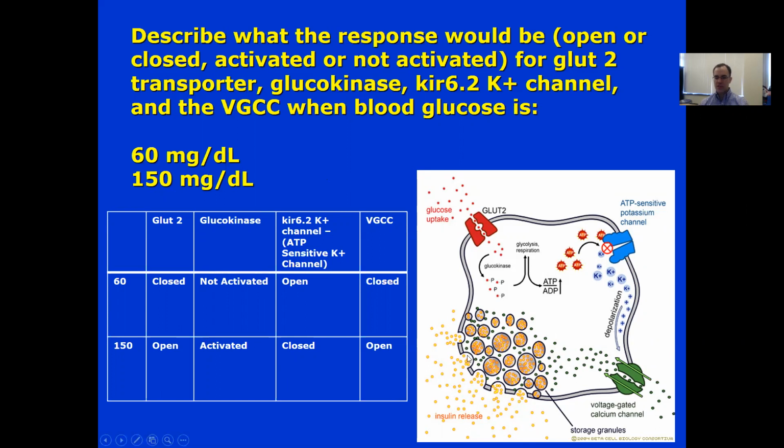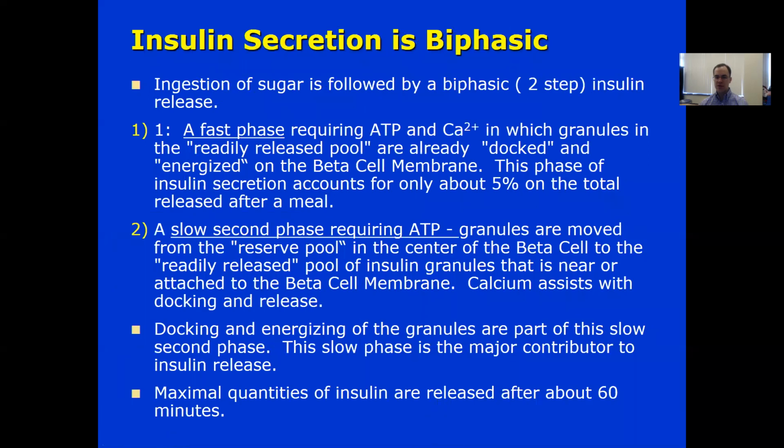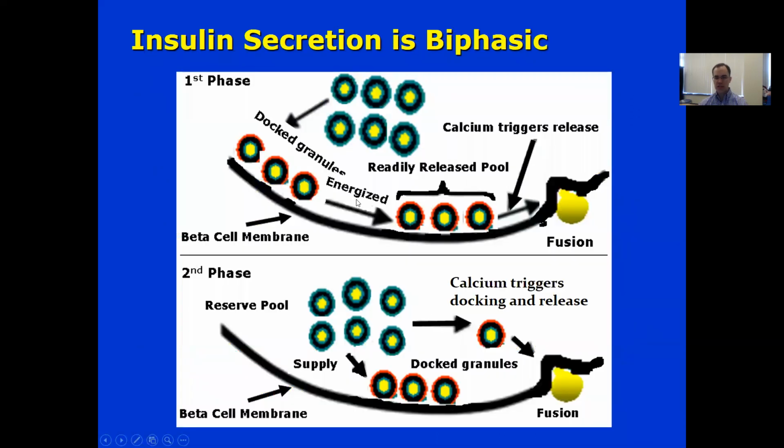Now, we talked about the release of insulin. Well, there are actually two phases of insulin release that we should talk about. We have a fast phase, phase 1, that's going to require ATP and calcium, in which granules in the readily released pool right by the cell membrane, the docked pool, are released. So think about it here. This is right here. Here's the first phase.